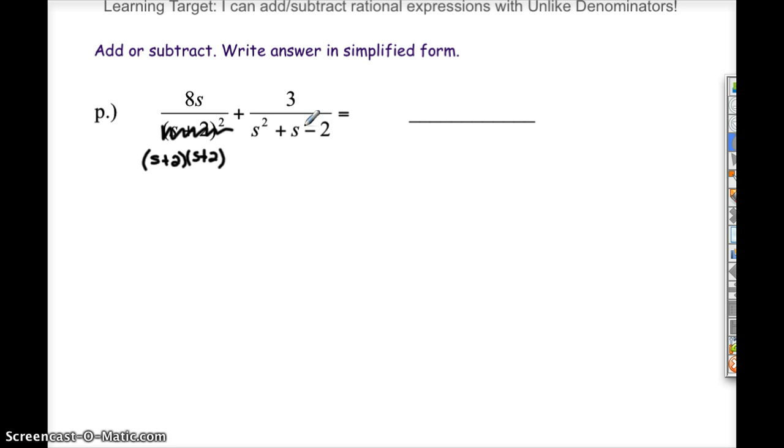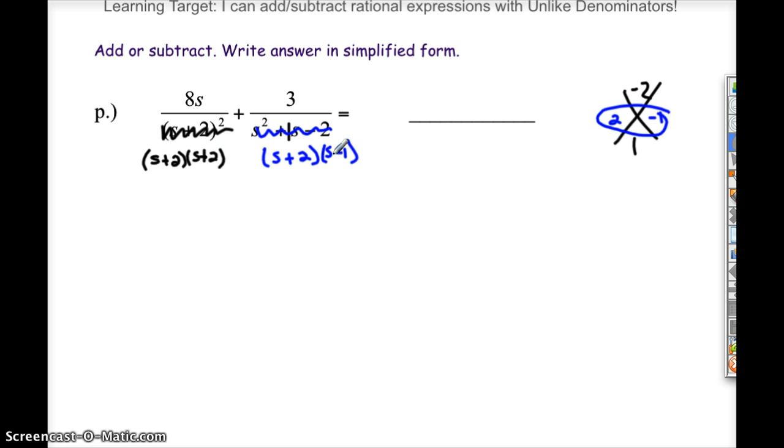This guy can factor with an X puzzle, so maybe I'll do that over here real quick. A negative 2 on top and an understood 1 at the bottom. What 2 numbers multiply to negative 2 and then add to a positive 1? Well, 2 and negative 1. So really, let me scribble this out and write it as s plus 2, s minus 1.